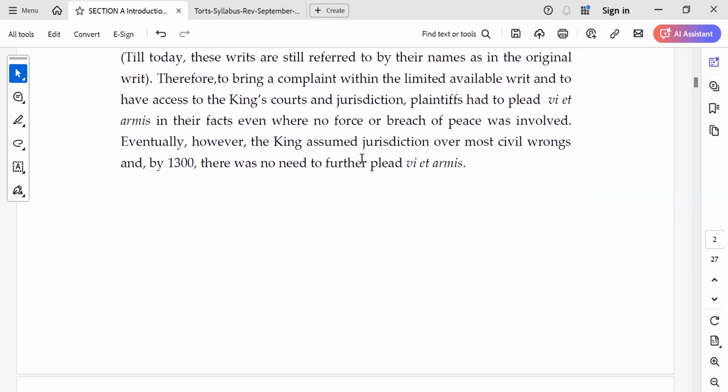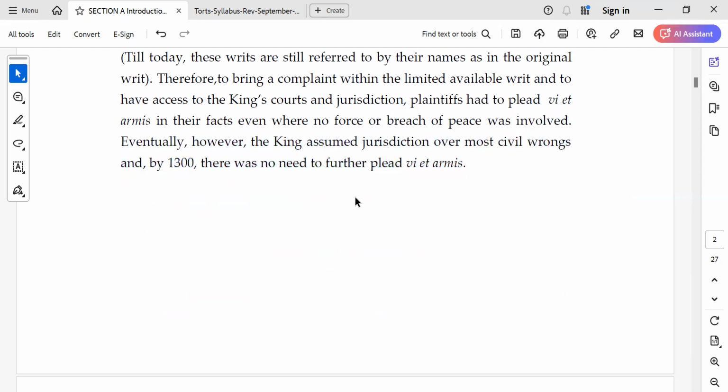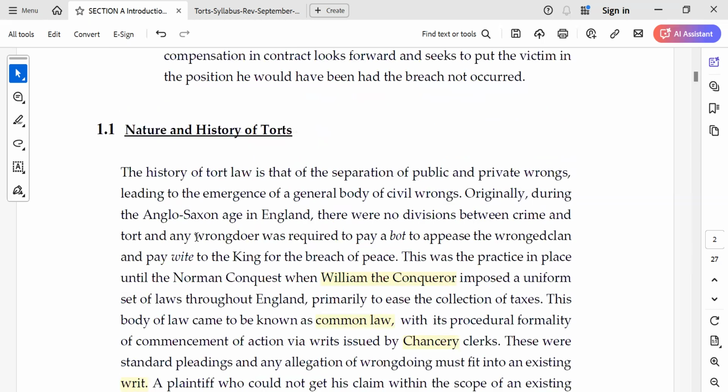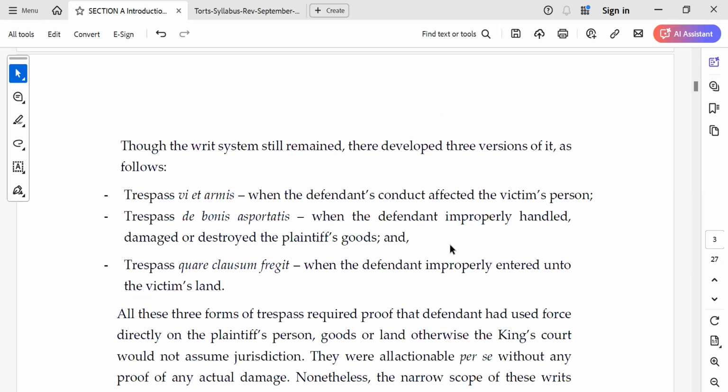Eventually, however, the king assumed jurisdiction over most civil wrongs, and by 1300 there was no need to plead vi et armis further. So after that, most civil wrongs were covered under the king's jurisdiction, and they need not have this particular pleading. So this was the earlier history, the olden days.